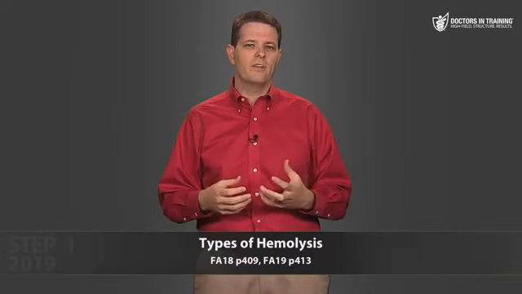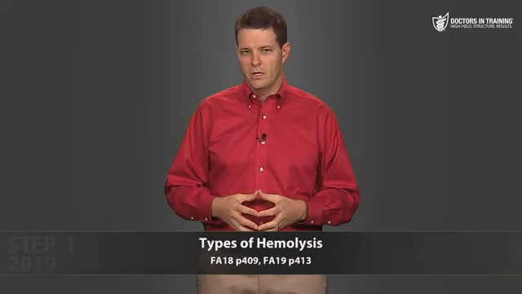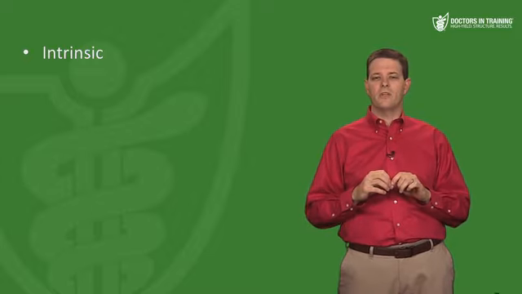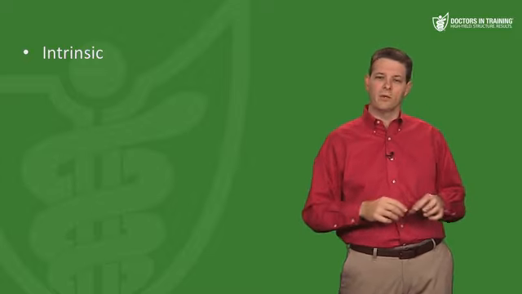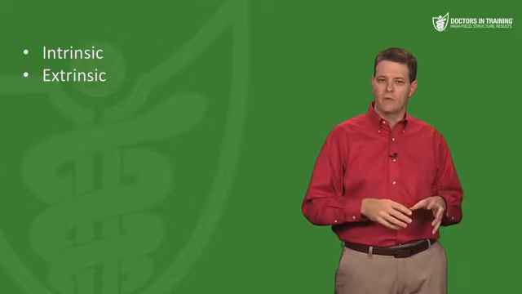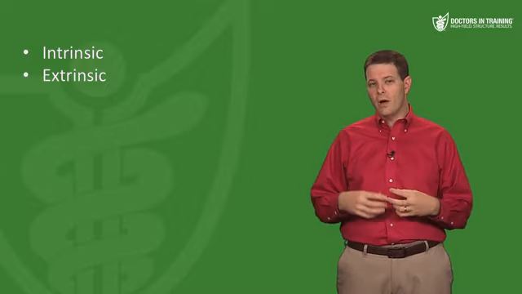Now, there are a couple of different ways you can think about hemolytic anemias. You can talk about whether the hemolysis is due to something intrinsic to the red cells themselves, such as sickle cell disease or G6PD deficiency, or whether there's something pathological going on outside the red cells, and we call that an extrinsic problem. Or you can look at where the hemolysis takes place.